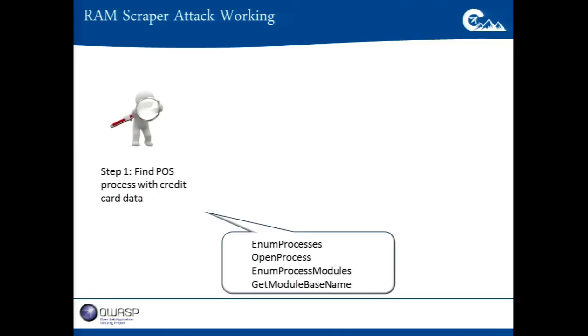It would call EnumProcesses to enumerate all the processes. It would call OpenProcess, then call EnumProcessModules and get the module name for that process, and then get the module base name. Now, this can be done in a variety of ways. This is just the way that I chose in my code to find the POS process, but on Windows this can be done in a variety of ways. And I know the API calls just by name are a little difficult to use because there are a lot of parameters and a lot of structures to be filled and passed to these APIs, but that's what I'm not giving out. So you find the POS process, which has the credit card data.